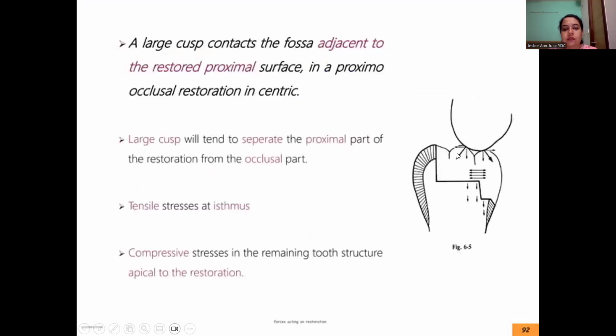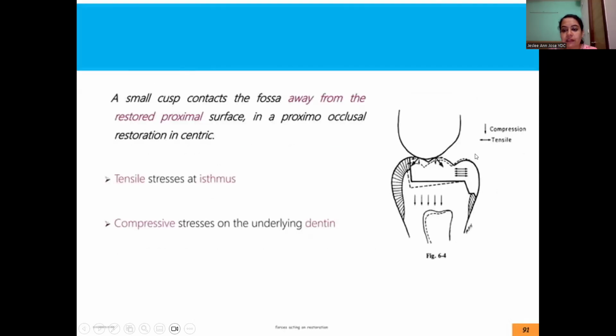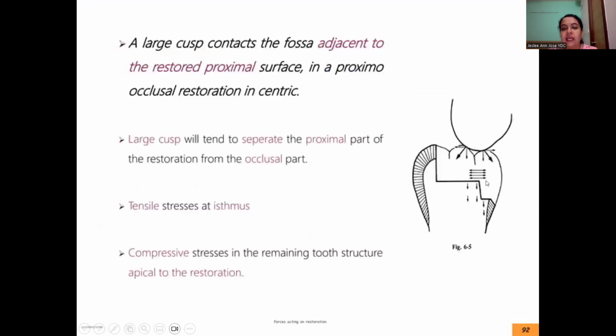Say now, this is a situation wherein the large cusp contacts the fossa that is adjacent to the restored proximal surface in a proximo-occlusal direction. So, unlike in the previous case wherein the cusp was occluding onto the fossa which is away from the proximal restoration, in the second scenario, the large cusp is contacting the fossa which is adjacent to the restored surface.